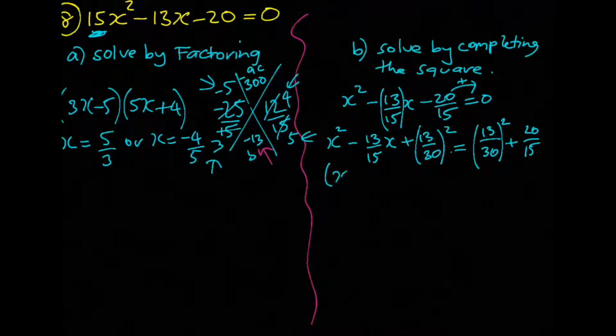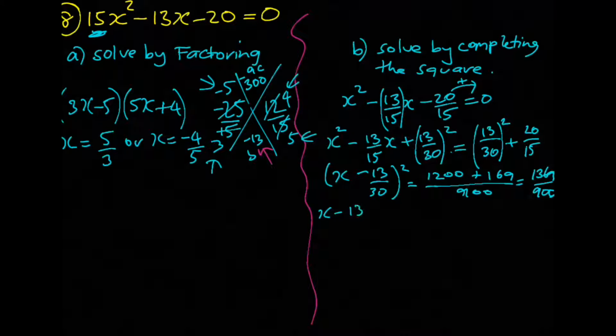So that is basically on the left hand side we've got x minus 13 on 30 all squared, and that equals, when you arrange the same common denominator, we've got 1200 plus 169 all on 900. And that equals 1369 on 900. So taking the square root of both sides, we have x minus 13 on 30 is equal to the square root of 1369 divided by the square root of 900, which equals plus or minus 37 on 30.